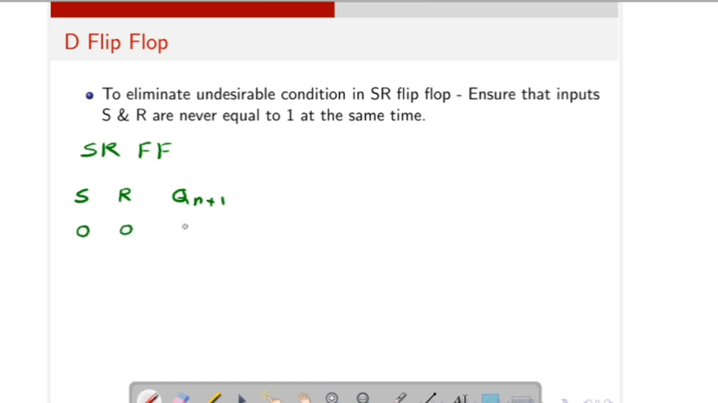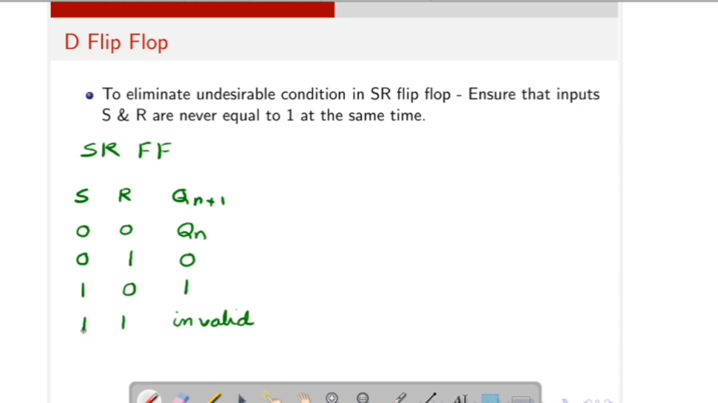When both inputs are 0, it retains the previous state. S equal to 0 and R equal to 1, it is in reset state. When S equal to 1, R equal to 0, it is in set state. When both inputs are 1, then SR flip-flop goes to an invalid state or indeterminate state.